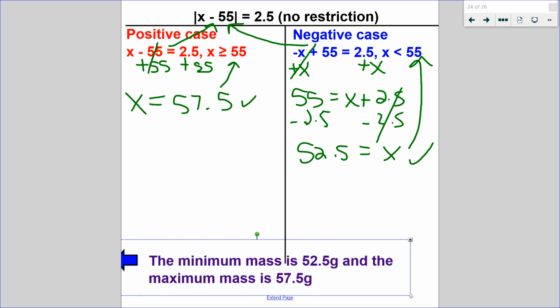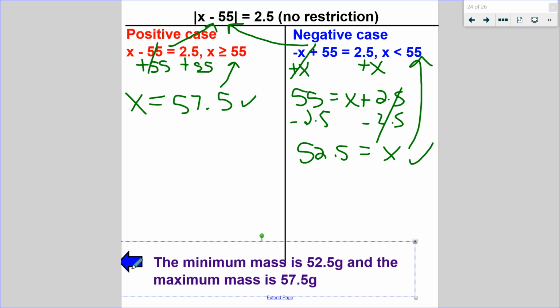So what this tells me is that the minimum mass is 52.5 grams. Don't forget your unit. And the maximum mass is 57.5 grams.